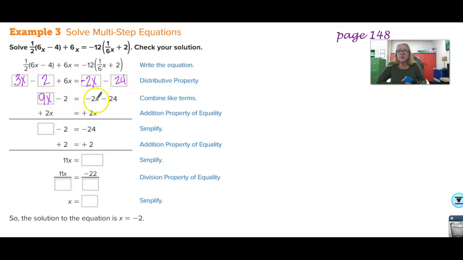Now we have an equation with variables on both sides. We get rid of the smaller one, the negative 2x, by adding 2x to both sides. That gives us 11x minus 2 equals just the negative 24 because these are gone now. Next, we want to get 11x by itself. We want to get rid of the minus 2. We add 2 to both sides. We get 11x equals negative 22. Then we divide both sides by 11, and we get x is negative 2.